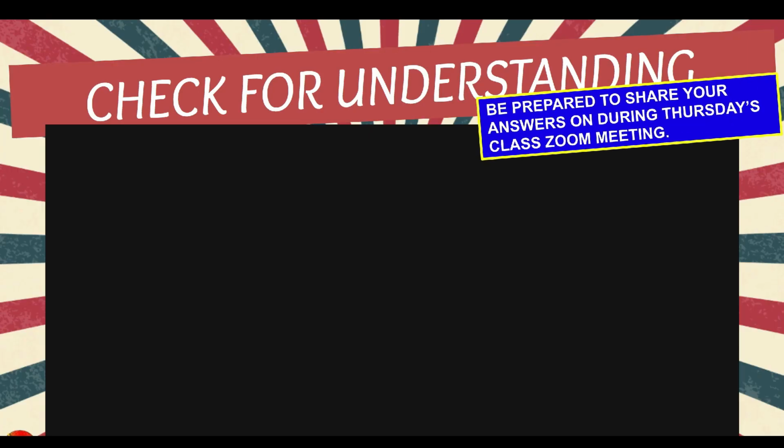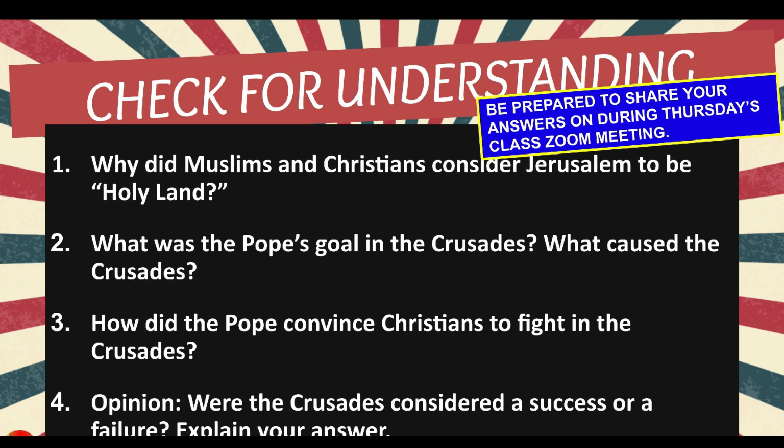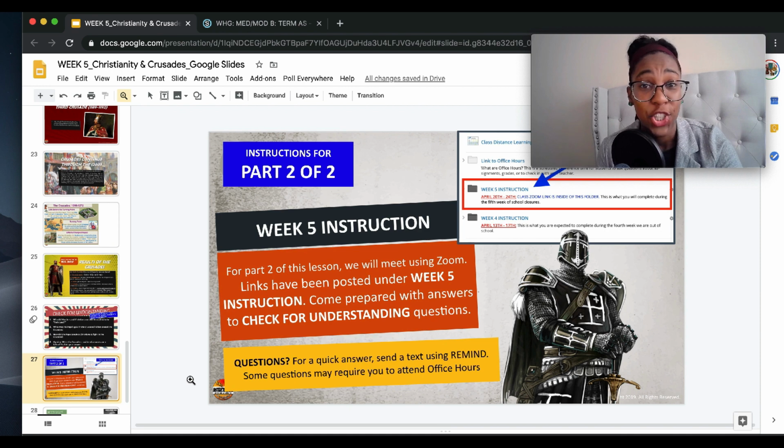Now be prepared to answer these questions for Thursday's Zoom meeting. Were the Crusades considered a success or a failure? You tell me, knowing all you know about what the goal of the Crusades was and what actually happened. Now with that, you are ready to go ahead and answer week five's discussion question on Schoology. And last but not least, make sure you're writing down those answers to your Check for Understanding questions so you're prepared for Thursday's Zoom conference.